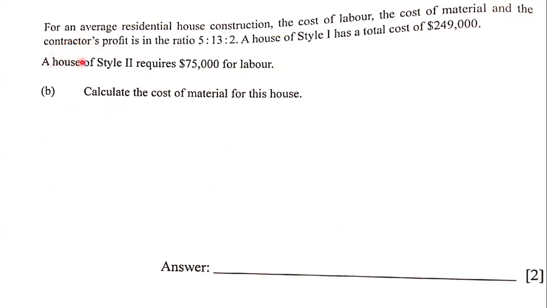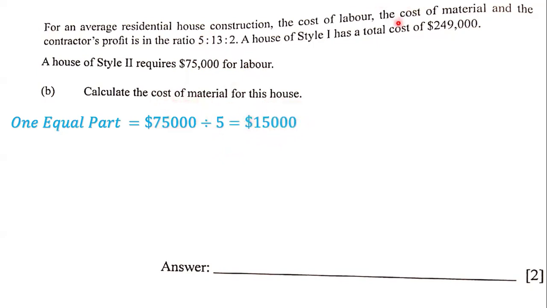Next, the question states that a house of style 2 requires 75,000 for labor. Calculate the cost of material for this house. And so we're going to do the same thing. We have to calculate what is one equal part. Well, one equal part is going to be 75,000 divided by 5. Now, why do we use 5 in this case? Because they already tell us that $75,000 is for labor. And we know that labor amounts for 5 equal parts. And so this 75,000 is basically 5 equal parts. So if you want to figure out what is one equal part, you have to divide 75,000 by 5, which gives us 15,000.